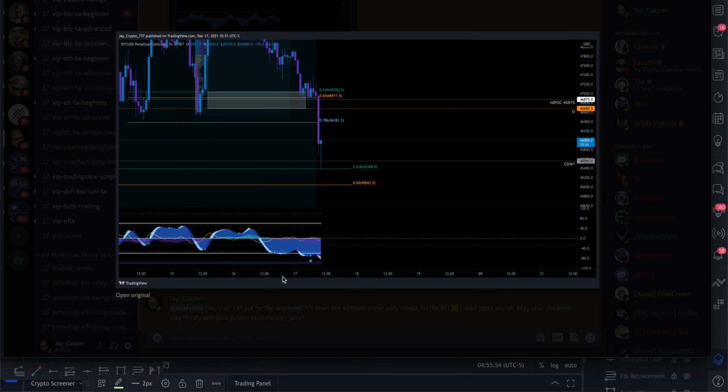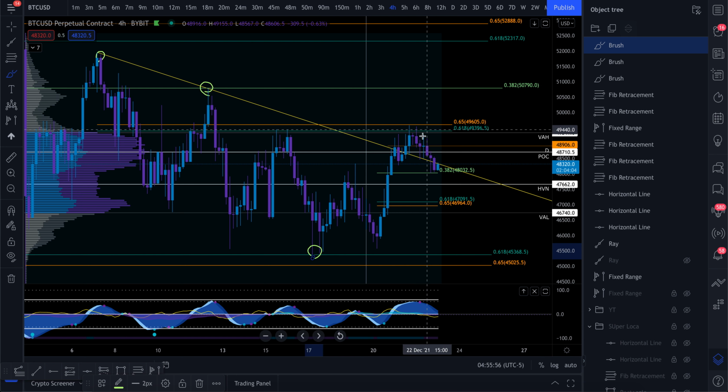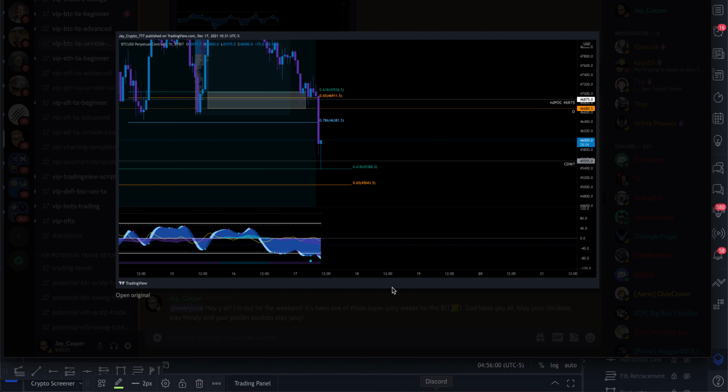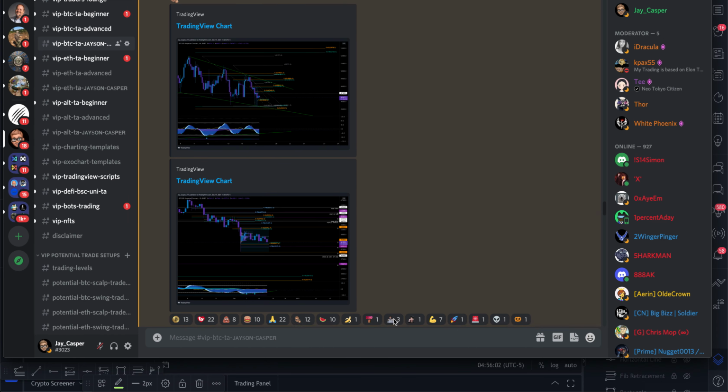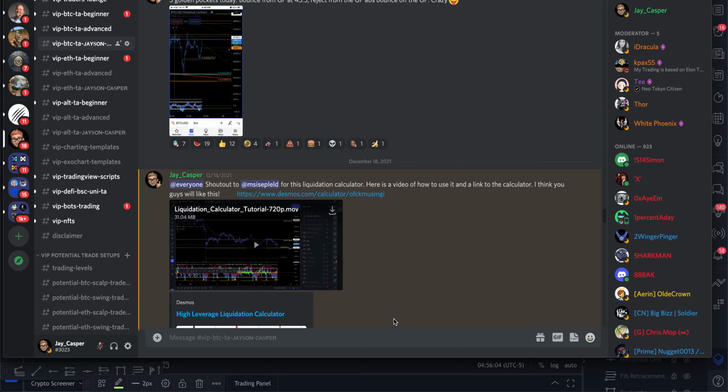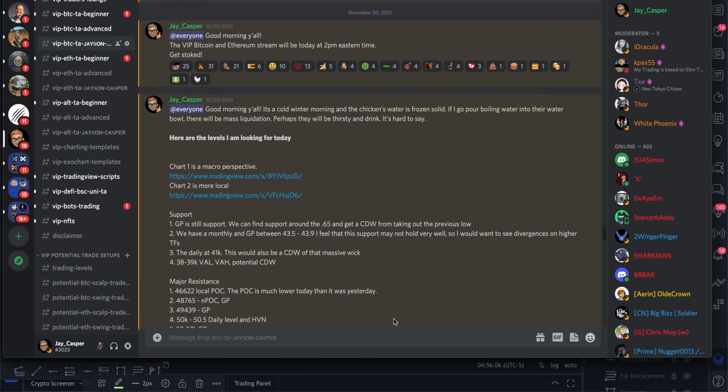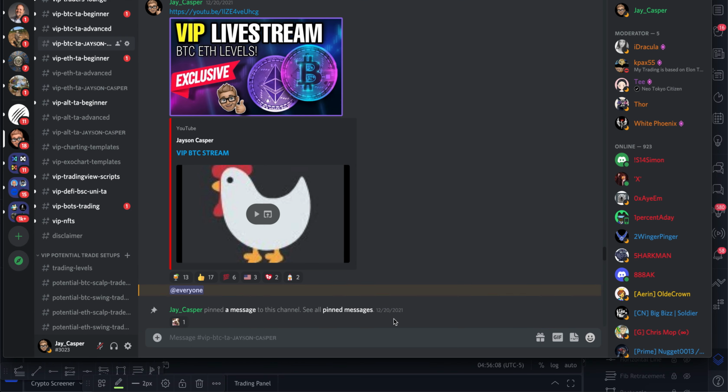We got our bounce, rode it all the way to the high of the range where we ran into this golden pocket. And as we were coming up to that high, well, that's where we were then looking for the short, which we did take over here in the VIP Discord.